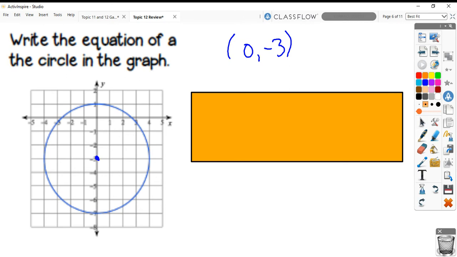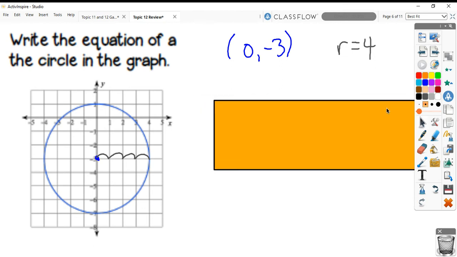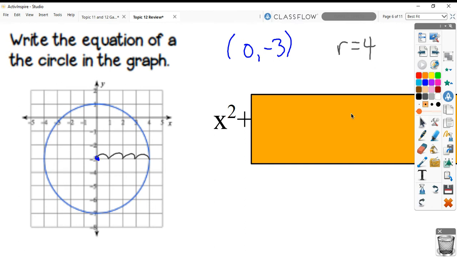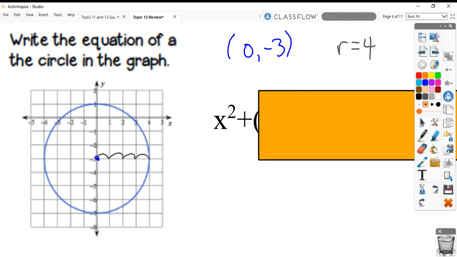And as we look at our radius, we're just going to count how far it is over. 1, 2, 3, 4 points to the edge of that circle. So our radius equals 4. If we are plugging this information into that equation, it's going to be x minus 0, so it's just x squared. You don't have to write x minus 0. Don't forget that that is the exact same thing.